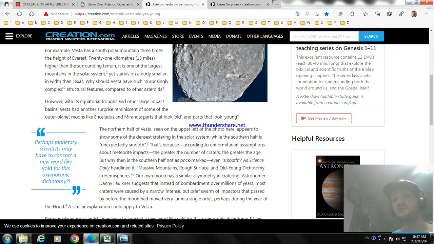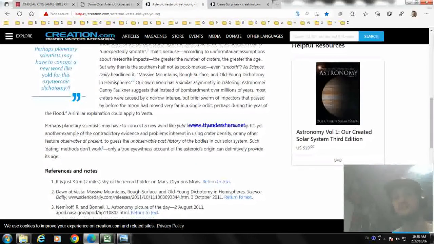Our own creation astronomer, Danny Faulkner, suggests that instead of over millions of years, most craters were caused by a narrow, intense but brief swarm of impactors that passed before moving to a far-flung orbit. During the year of the Flood, a similar explanation could apply to Vesta. Perhaps planetary scientists could have a new idea of the geometry, but it's yet another example of contrary evidence. The problem is using crater counts and features to guess an observable planet's history, while such methods don't work. Only a true eyewitness account can tell the asteroid's origin and definitely its age.